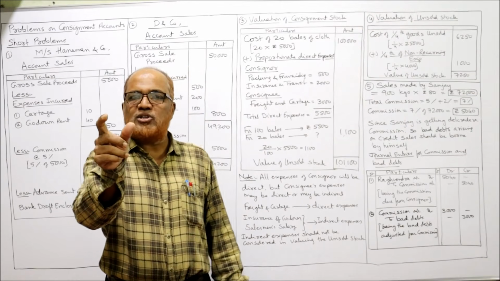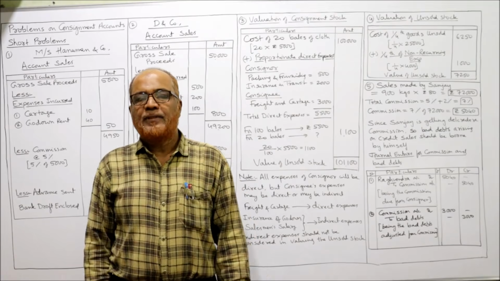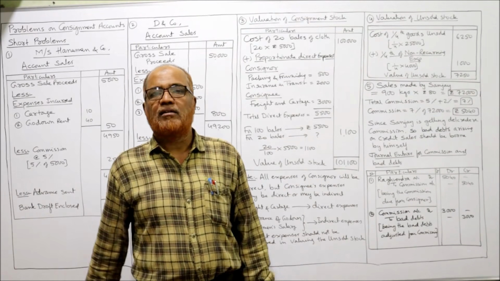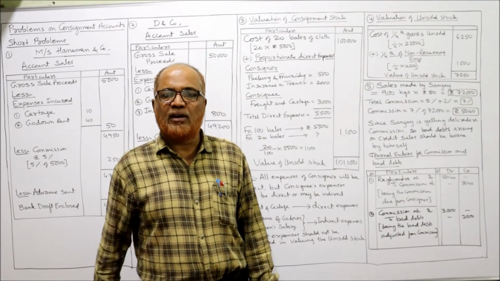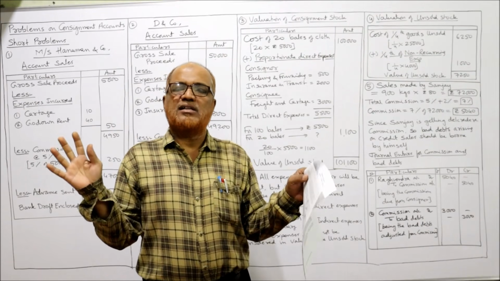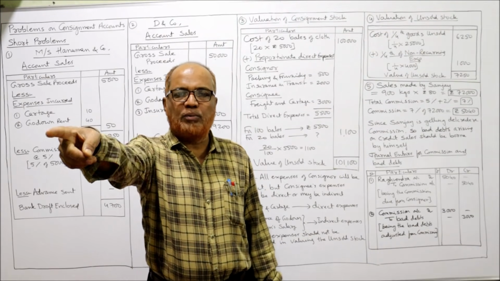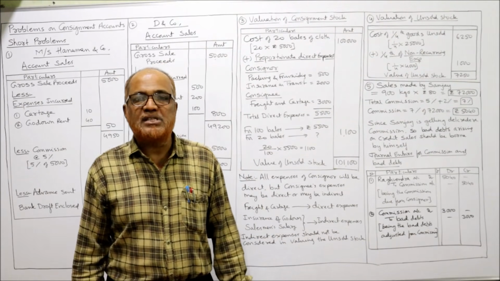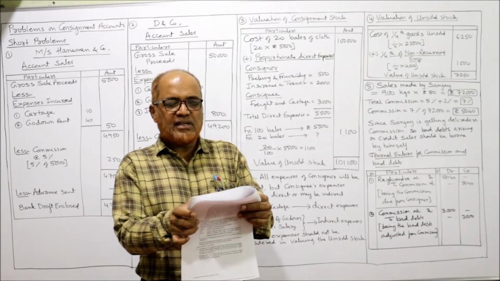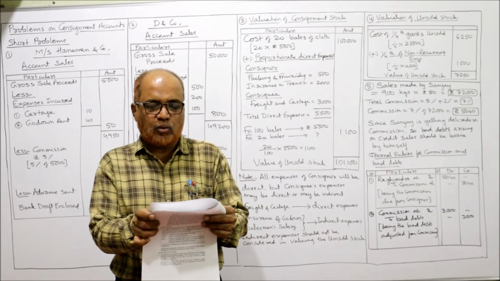Otherwise, if del credere commission is not given, then the bad debt loss should be borne by the consignor. The loss will be on the head of the consignor if del credere commission is not given. Once del credere commission is given to the consignee, the consignor is free. That means if bad debt arises, it should be borne by the consignee himself. So here 5% and 2%, a total of 7% commission will be paid by the consignor to the consignee.